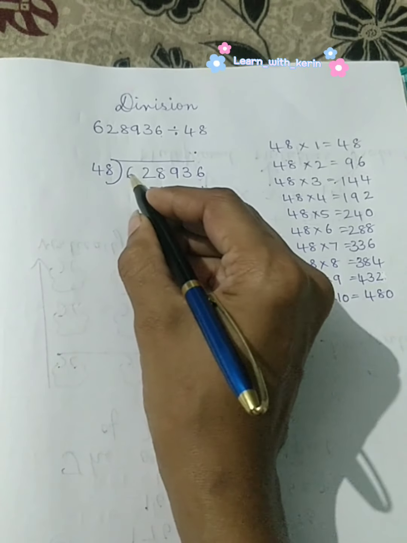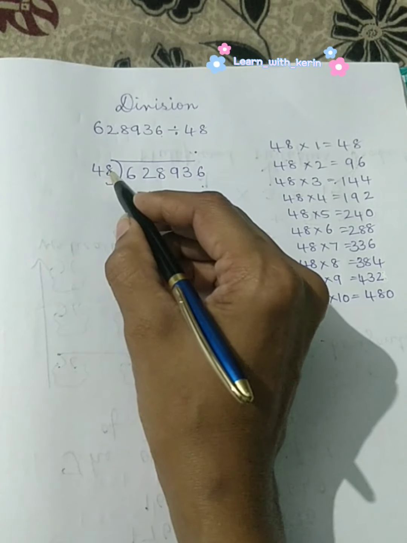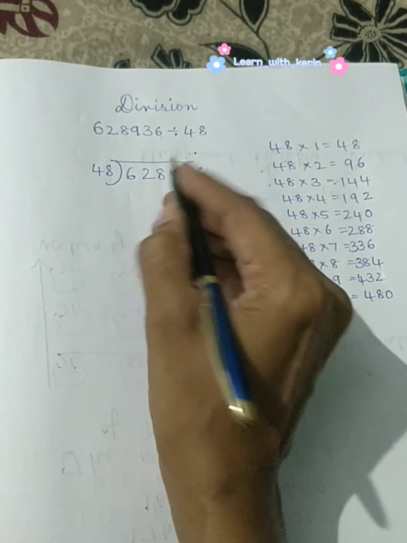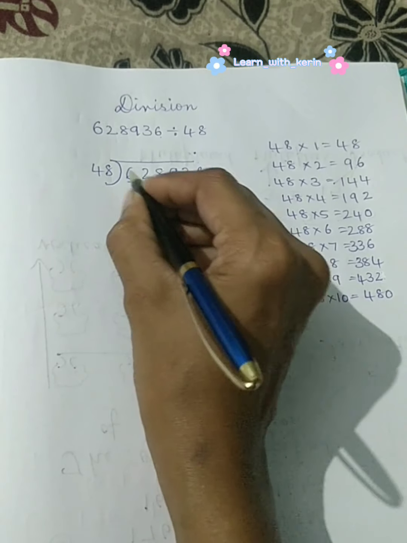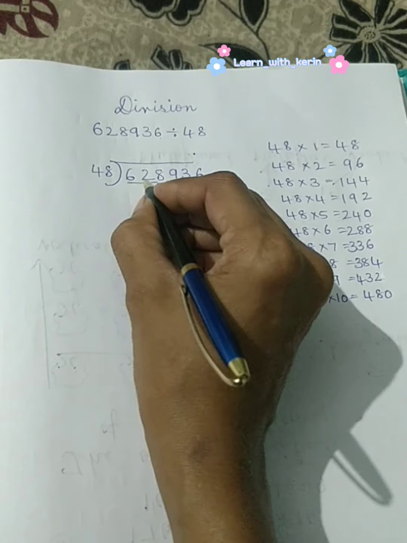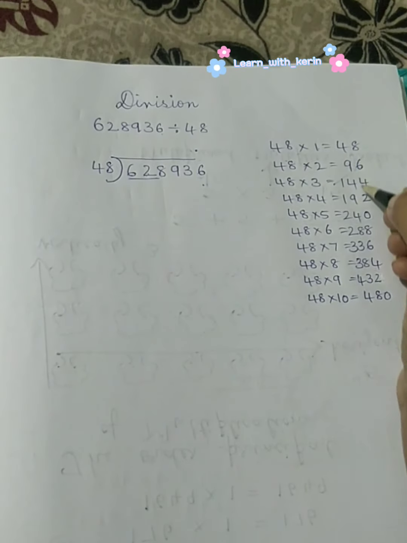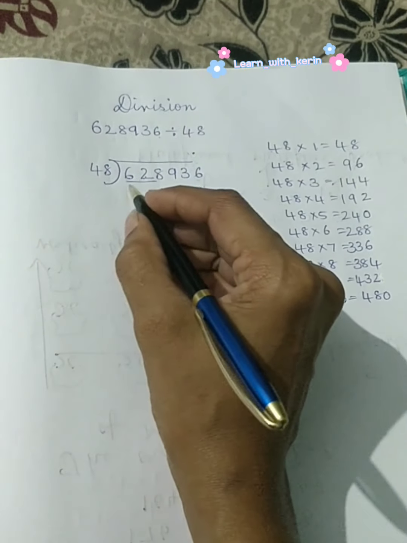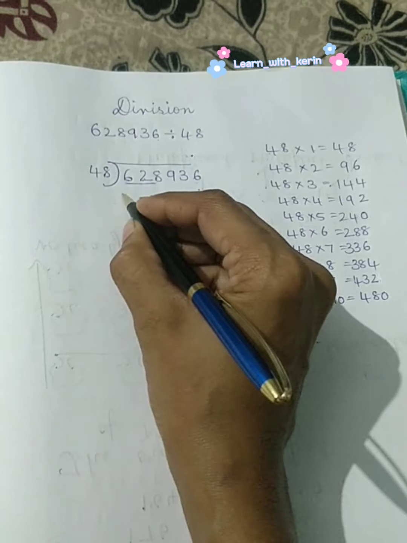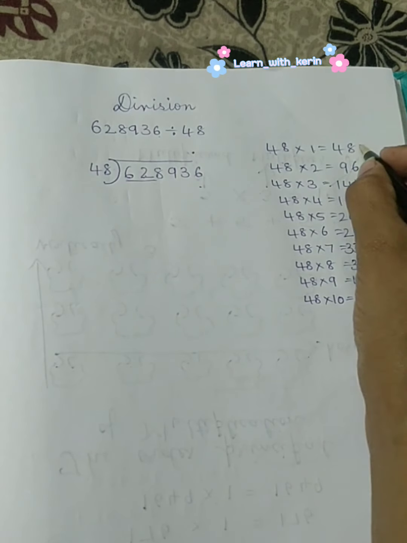Like I said, first and foremost we need to observe the number of digits in the divisor. Here in the divisor we have 2 digits, so we will take 2 digits only to solve first. If it was 3, you would have taken 3, but since it is 2, we'll take only 2 digits. We will search for 62 in 48 table. Children, we don't have 62 in 48 table, so what we'll do here is, we will search for a number lesser than 62. Here lesser than 62 is 48, that is 1 times.